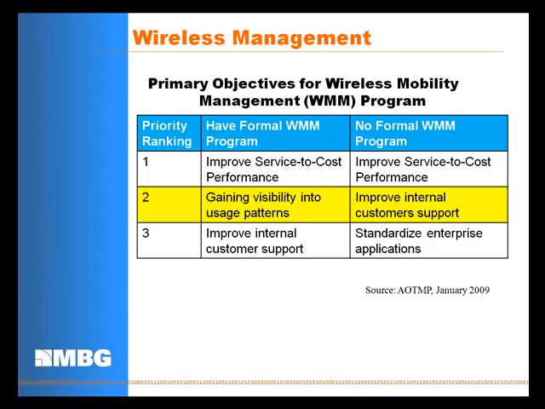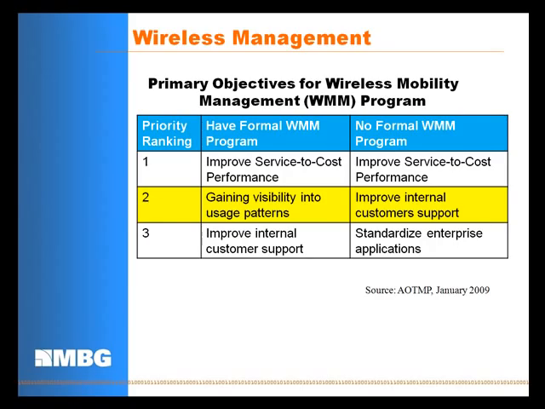So in the wireless management world, there was some research that was conducted by AO and TMP earlier this year, which talked about what are some of the priority ratings for primary objectives of a wireless mobility management program. And here on the left-hand side, you'll see companies that have a formal wireless mobility management program in place. They are definitely focused on improving service to cost performance. But you'll see the second point, very much a strategic statement, that they're trying to gain visibility into usage patterns, trying to understand what's going on in the consumption area that helps them drive their costs down. And then finally, improve internal customer support.